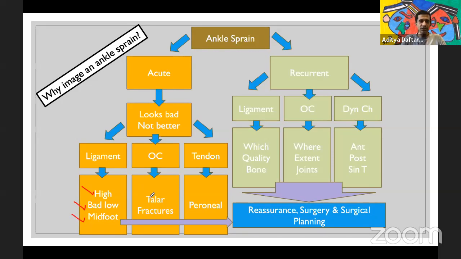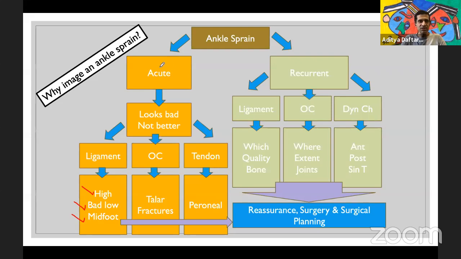The second question is, what is happening to the osteochondral structures? So is there a talar osteochondral lesion, or is there some other kind of fracture which can make something look worse than it is? And that can tell us what we need to do next. And then finally, to look at the peroneal tendons, or the tendons themselves, as to whether they are affected. Because remember, when you go into an inversion injury, the reflex action of the body is to sharply contract your everters, which are the peroneal tendons, which can then produce avulsion injuries at the base of the fifth metatarsal, or splits in the tendon, or ruptures of the tendon.